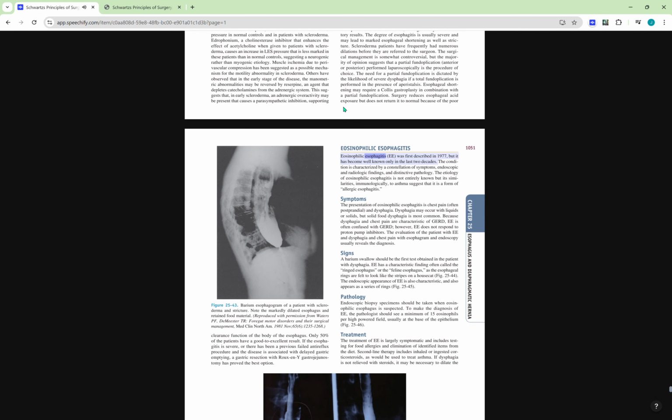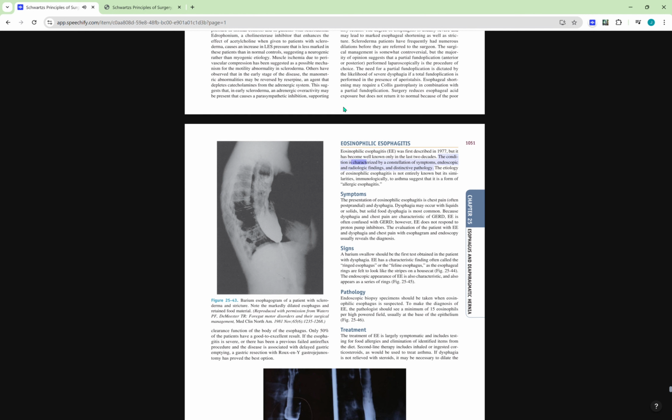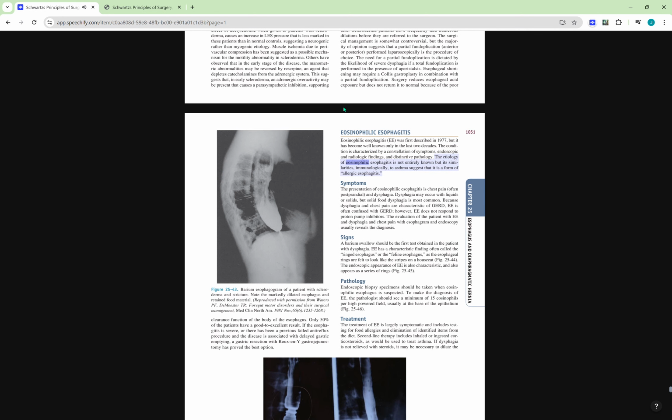Eosinophilic esophagitis was first described in 1977, but it has become well known only in the last 2 decades. The condition is characterized by a constellation of symptoms, endoscopic and radiologic findings, and distinctive pathology. The etiology of eosinophilic esophagitis is not entirely known, but its similarities immunologically to asthma suggest that it is a form of allergic esophagitis.